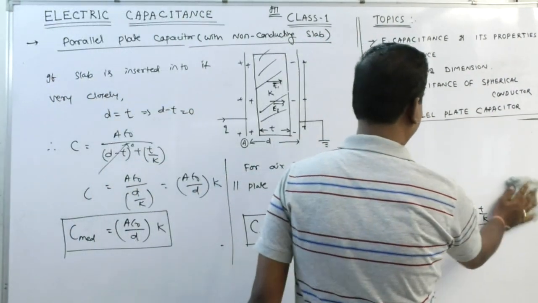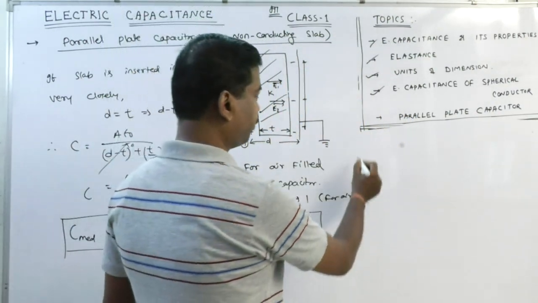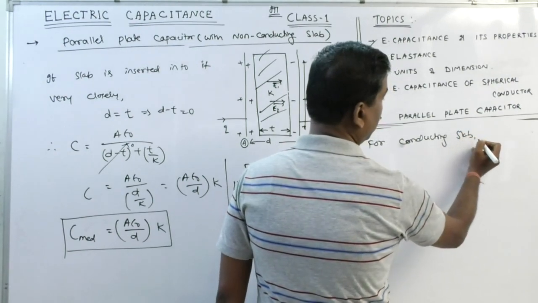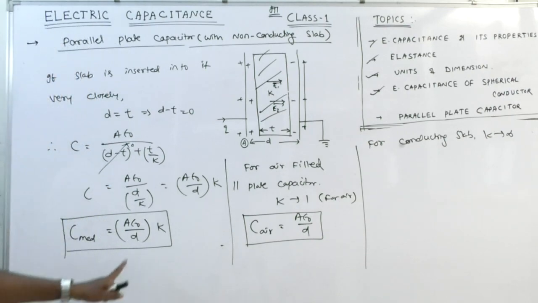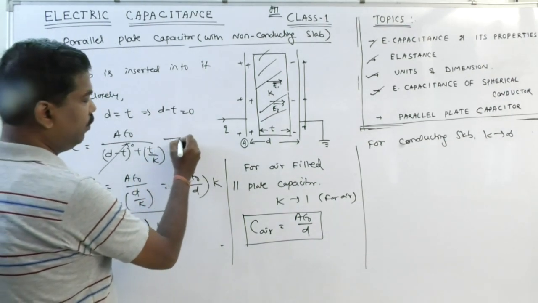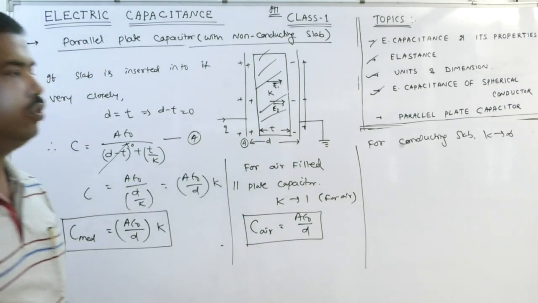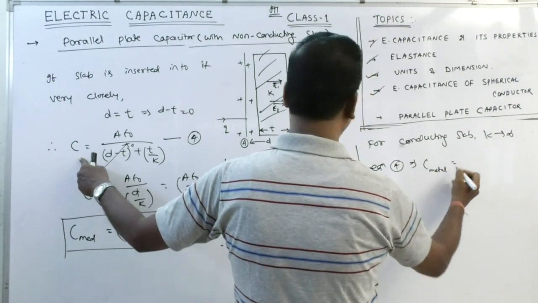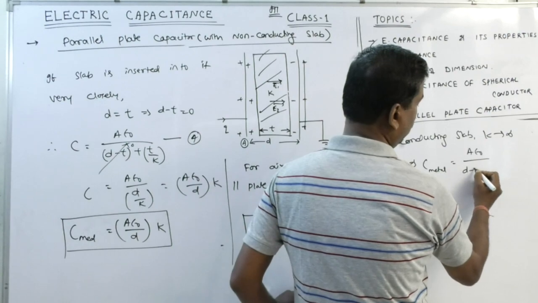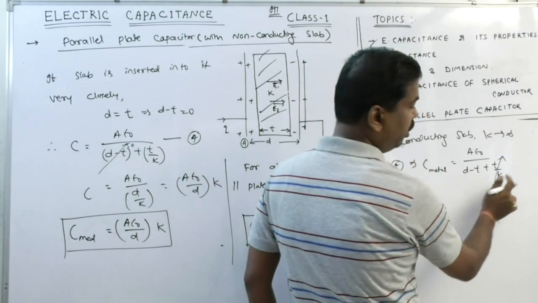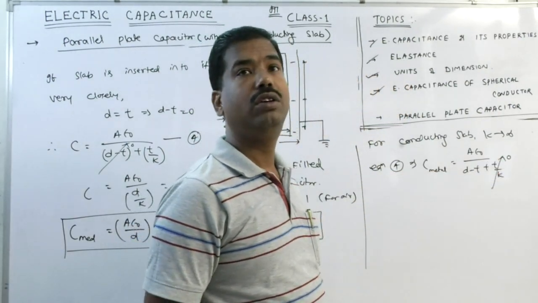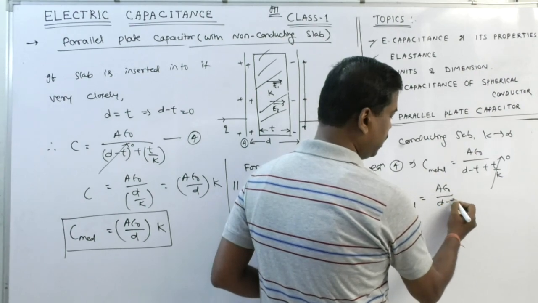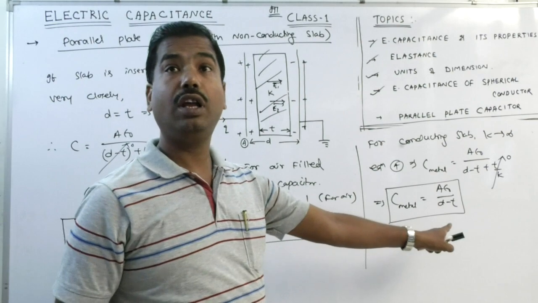If a conductor is placed into it, what happens? For a conducting slab, K tends to infinity, and let it be equation 4. Then C metal is equal to A epsilon 0 divided by D minus T plus T by K. As K tends to infinity, T by K tends to 0. Therefore, C metal is equal to A epsilon 0 by D minus T. Clear?